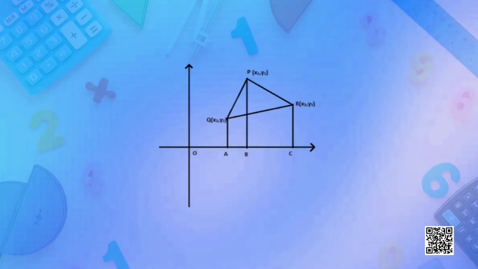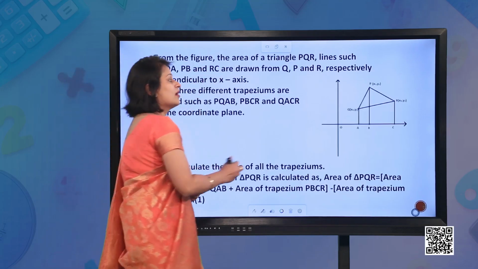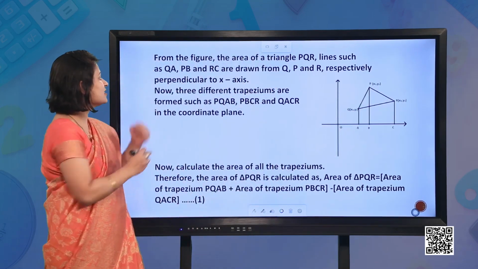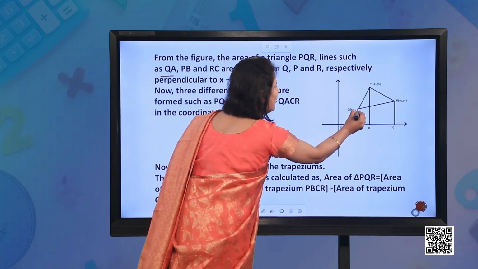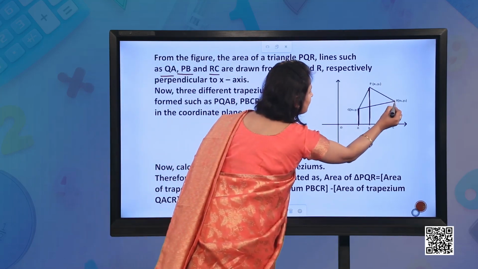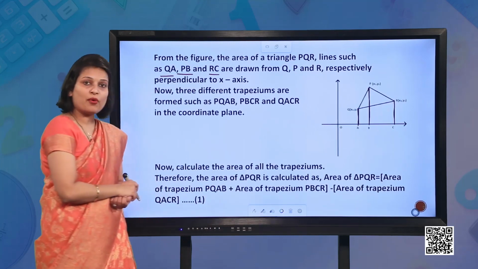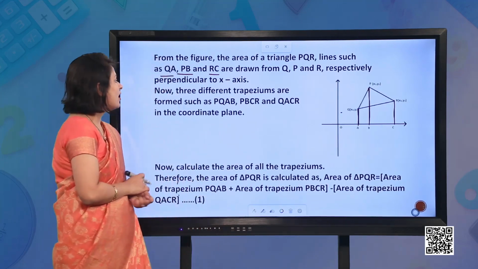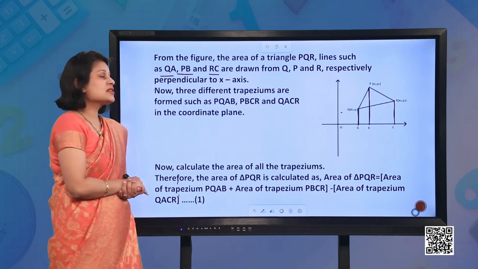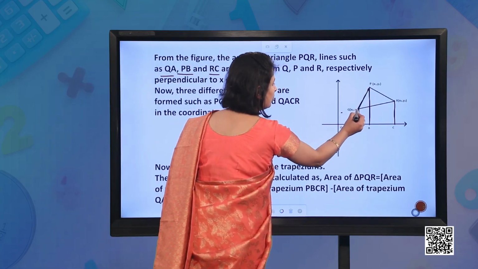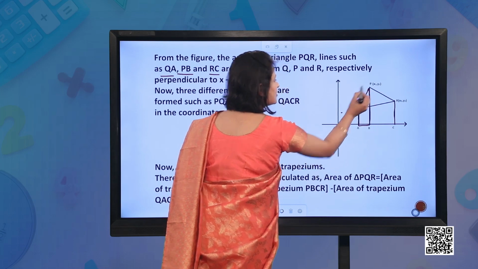Now we have to see the figure. From the figure, what can you see? For the area of triangle PQR, we have to construct lines such as QA, PB and RC, from points Q, P and R respectively. Now three different trapeziums are formed. PQAB is the first trapezium.